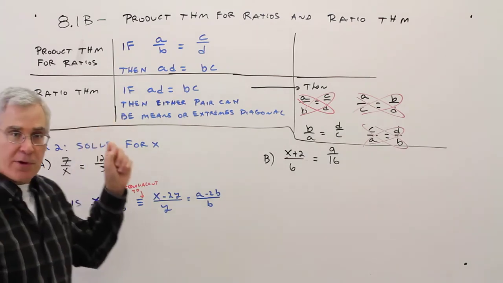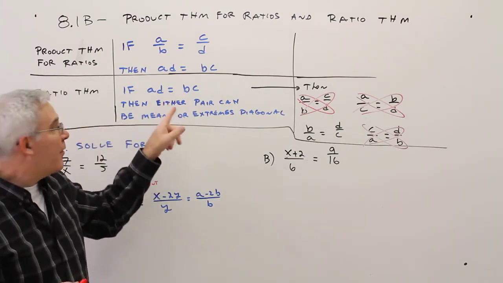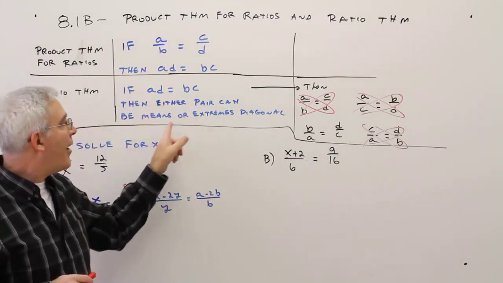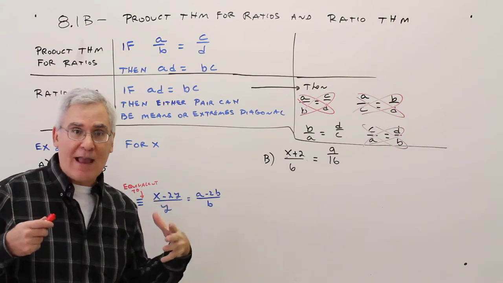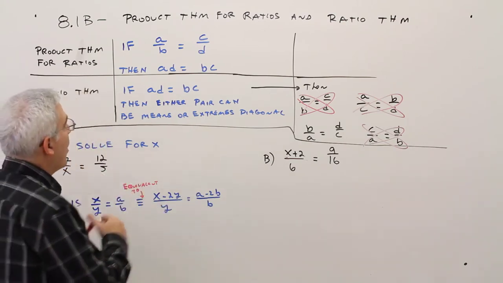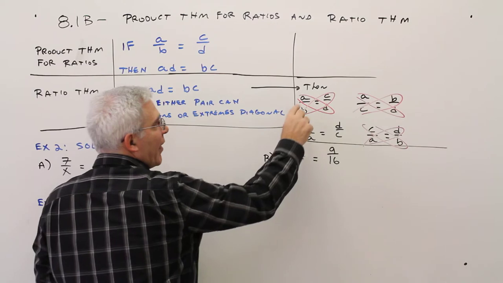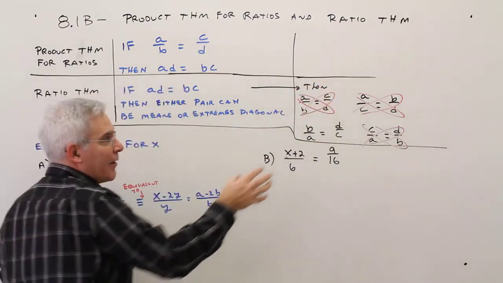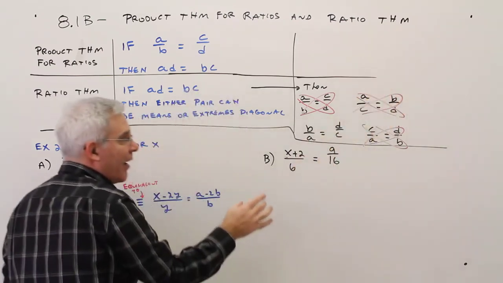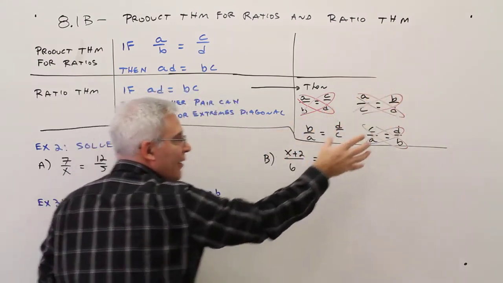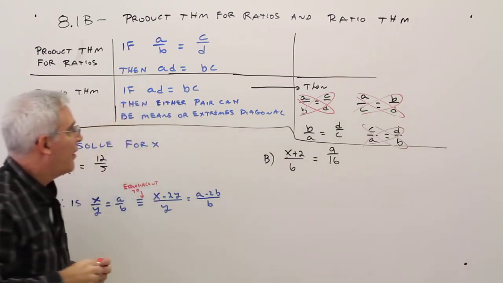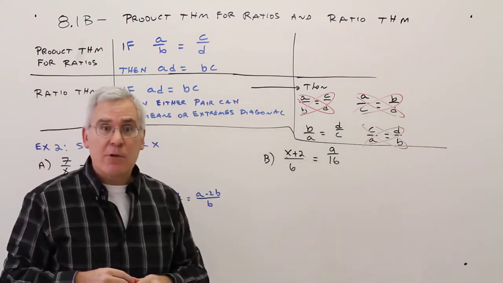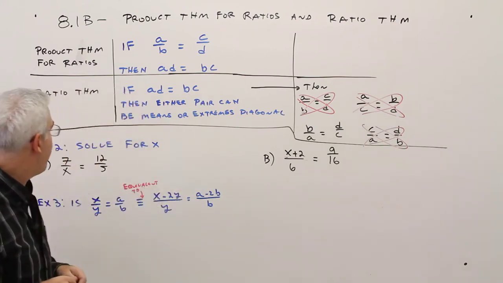The ratios theorem. It's kind of like the converse. If AD equals BC, then either pair can be the means or extremes, diagonal. For example, if AD equals BC, notice I could say A over B equals C over D. This diagonal still equals that diagonal. This diagonal, that diagonal. This diagonal, that diagonal. As long as you get the same diagonal buddies, you could write it however you want. Okay, here's a few examples.